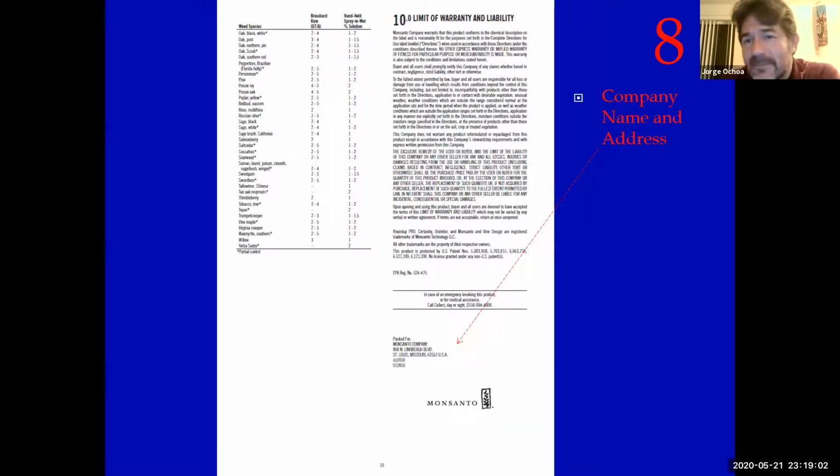Also the company name and address, just in case they need to know something. Now they probably have emails and or a different way of finding this information.